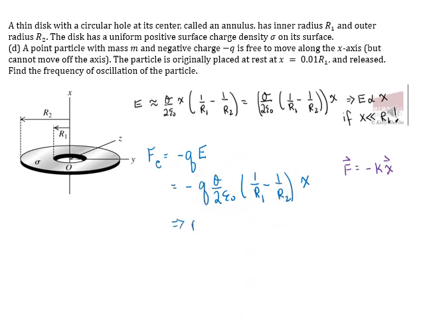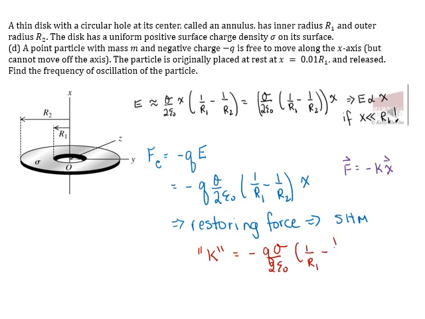So this force is a restoring force, which results in simple harmonic motion or simple harmonic oscillation. The constant of proportionality, what we would call K, is equal to minus Q times sigma over 2 epsilon naught times 1 over R1 minus 1 over R2. And we can get our frequency from this value of K. Oops, sorry, I said that K had the negative sign in it. K does not have the negative sign in it. K is this bit right here, the constant of proportionality.